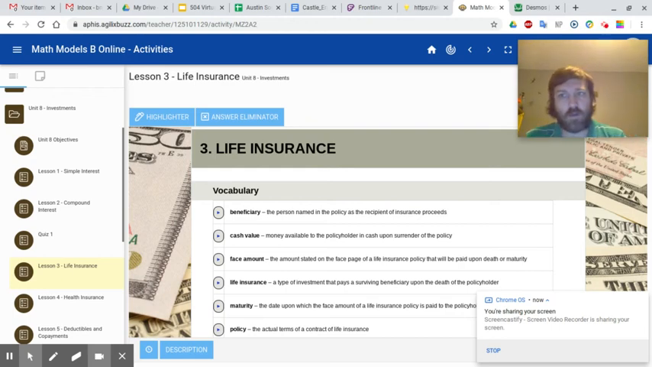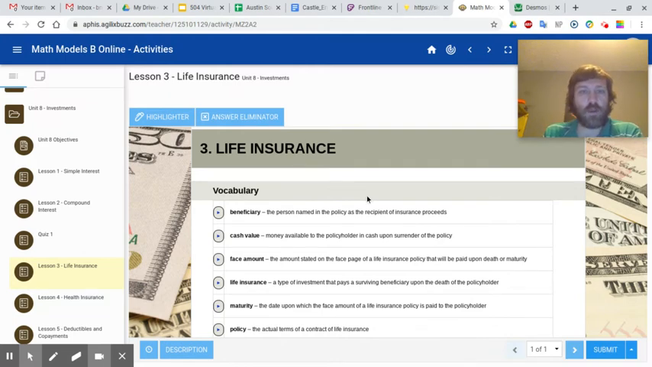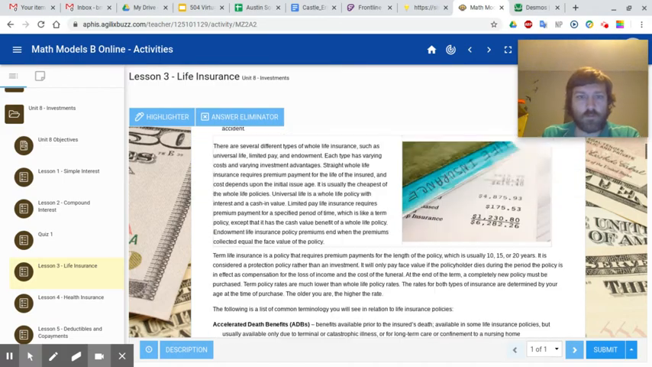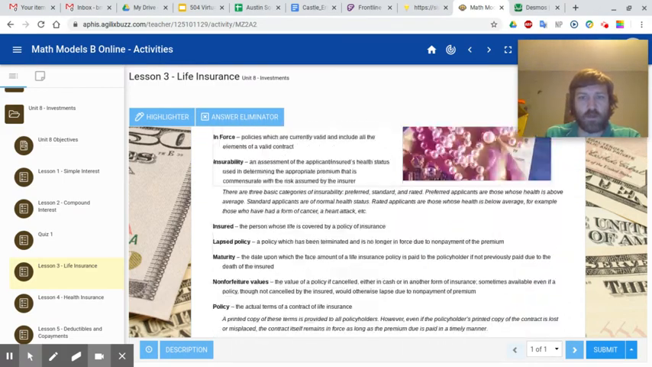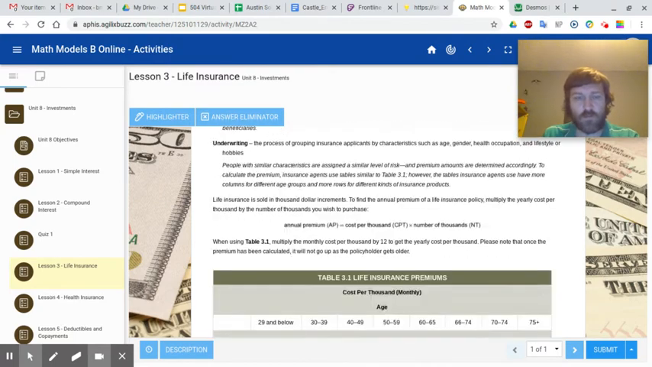Okay, this is the Math Models Unit 8, Lesson 3 video. This is mostly done in the window or in the lesson because there's a table that you use to solve all of these problems, but you'll need a calculator as well. So there's a table for how to calculate the cost of life insurance.